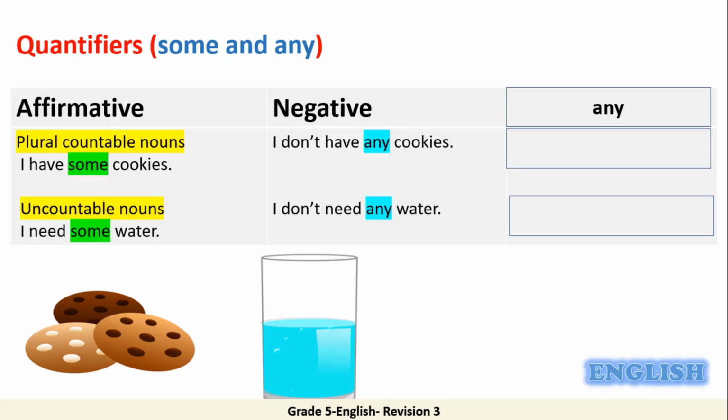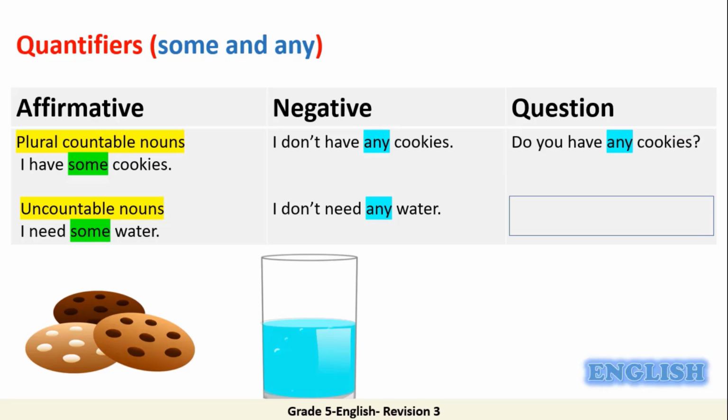Also, we use any in the question form, and we use it with plural countable nouns. For example, do you have any cookies? Also, we use it with uncountable nouns. For example, do you need any water?